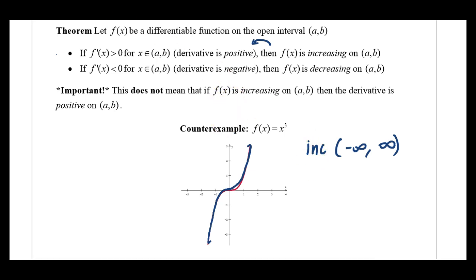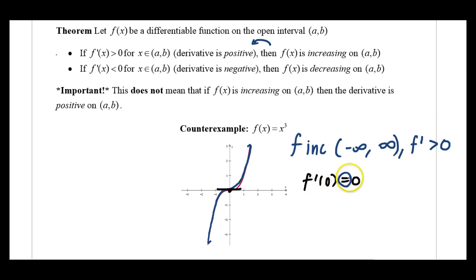But at 0, if I were to draw a tangent line, my derivative at 0 would be 0. I have a horizontal tangent line at 0 on the graph of x cubed. So f prime of 0 equals 0. So if I attempted to say, well, because this graph is increasing, because f is increasing on negative infinity to infinity, then that must mean that f prime is positive, or greater than 0, everywhere. That would be false because f prime of 0 equals 0.